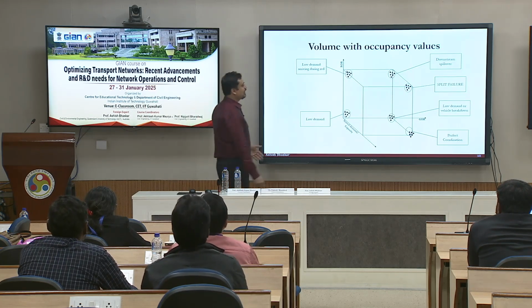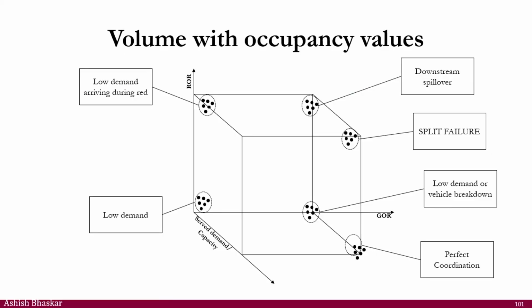So what we can say is, on top of GOR and ROR, I can also have the demand served over the capacity I have specified, a third dimension to it. If I have a high GOR and high ROR with a low demand, this axis is GOR, this is ROR, and that is the demand axis. High GOR, high ROR and low demand is perhaps a possibility of a downstream spillover. There is a possibility that there is a downstream spillover.